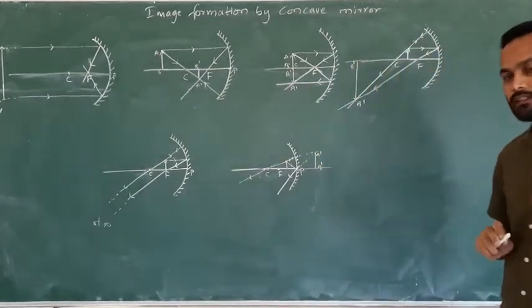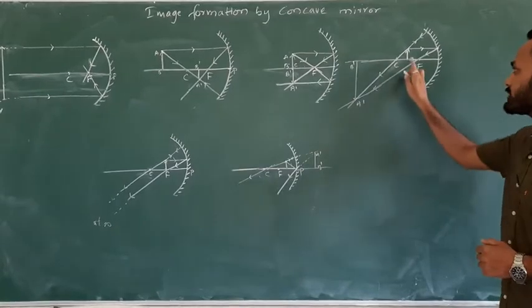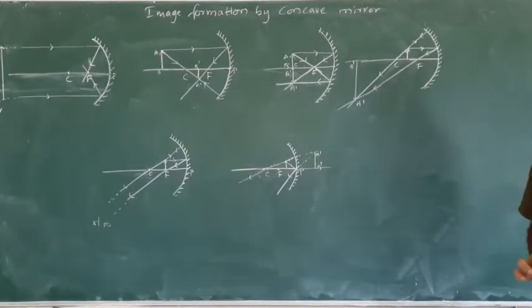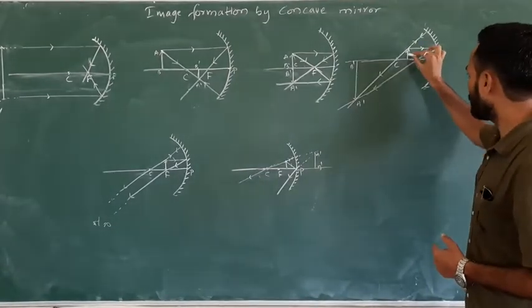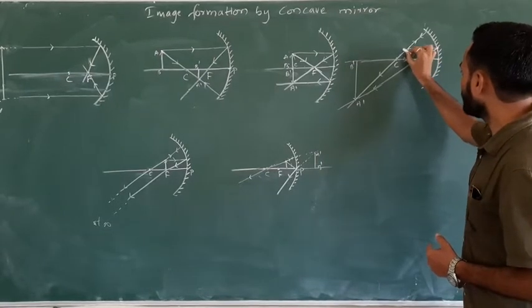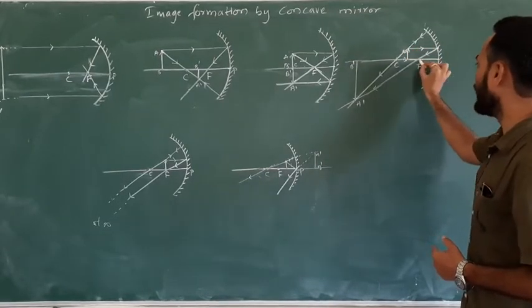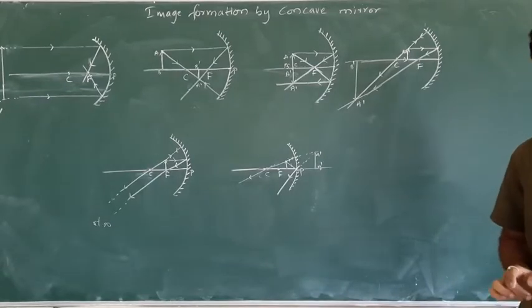Now let us talk about the very next position of the object. As you can see here, the object AB is placed between C and F. Where is the object placed?